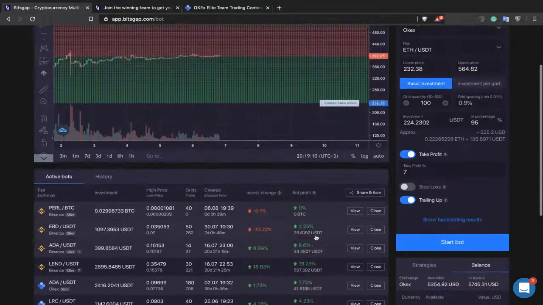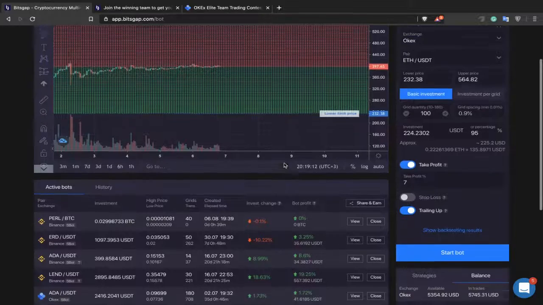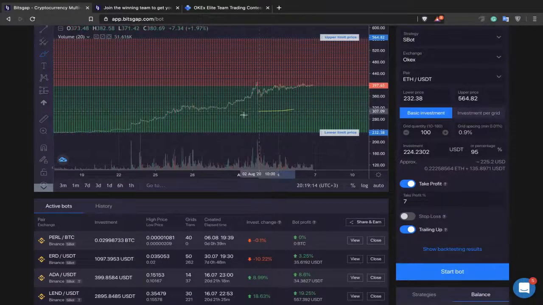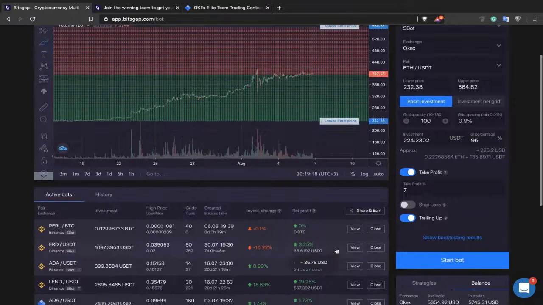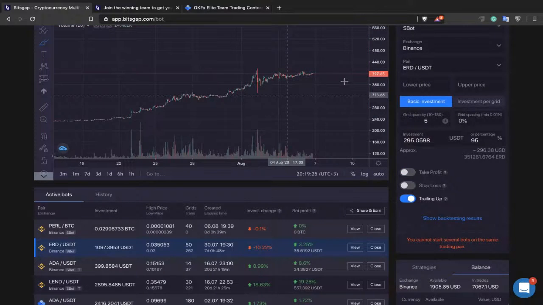But for that, you must wait for the break-even price, because only when the price moves upwards to the break-even price. So for ERD right now, you see the price is, yeah, let's switch to ERD to see the chart.